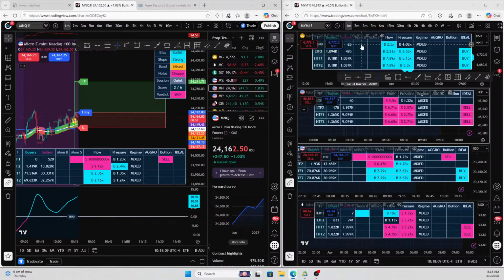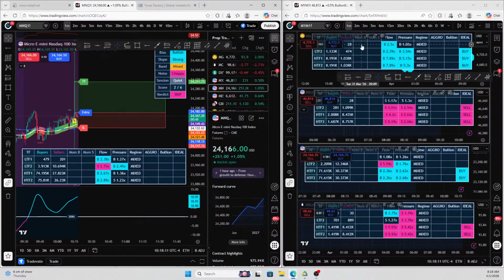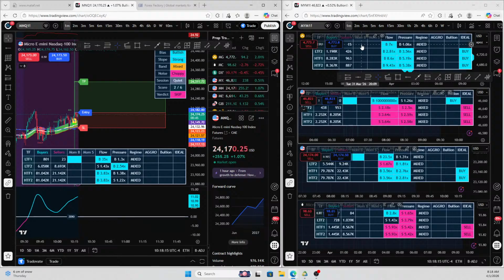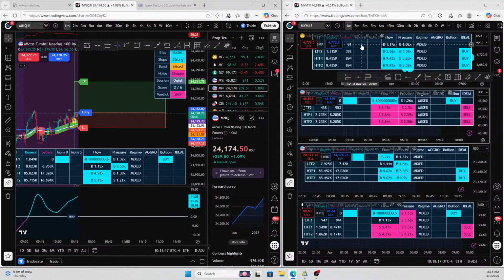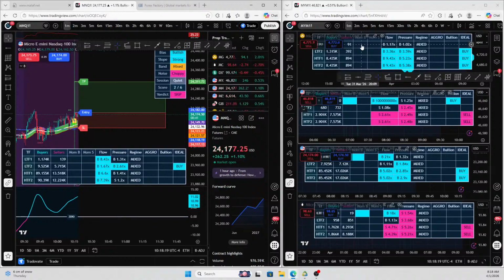But yeah, we're not in a rush to take any trades. We're going to wait for our A plus setup to form. We're going to wait for our conditions to form. And that's how we will go about taking our trade.